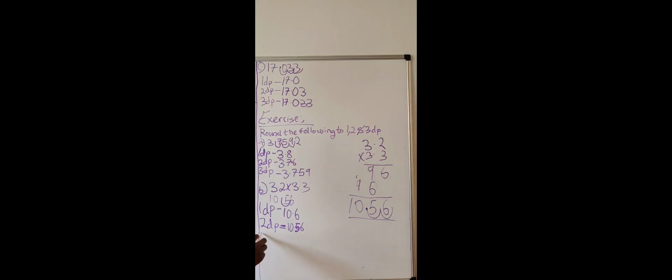For 3 decimal places, as you can see, for now it's only 2 decimal places. But if you want to take it to 3 decimal places, you write 10.56 and add an extra 0 for it to be 3 decimal places. I hope you guys understand what I'm saying. So this is 2 decimal places and I want it to be 3 decimal places. So you add an extra 0 for it to be 10.560.